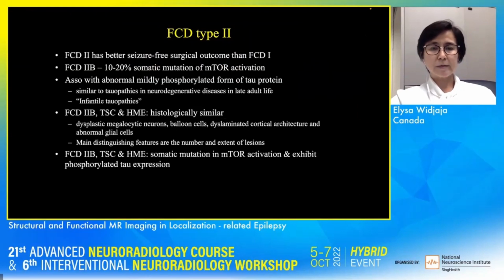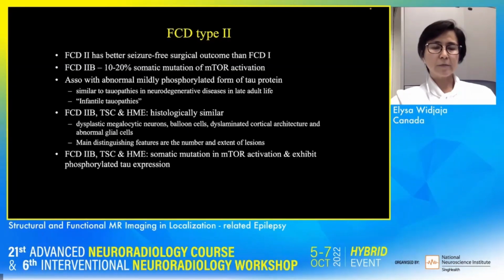FCD type 2 is said to have better seizure-free surgical outcome compared to FCD type 1. About 10 to 20% of FCD type 2B has somatic mutation involving the mTOR pathway. This is the most common form of mutation encountered in FCD type 2B. FCD type 2B may also be associated with abnormally hyperphosphorylated tau protein, known as infantile tauopathies.